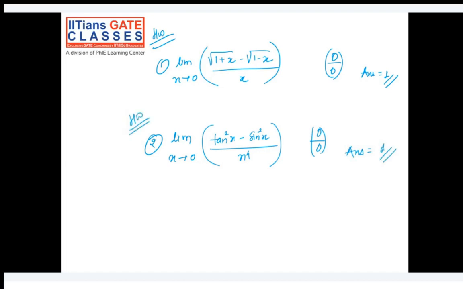In the upcoming sessions, we will be studying the other types of indeterminate form, that is the infinity by infinity, infinity minus infinity, infinity raised to power infinity, and so on. Is it clear till this? If you have any doubt, feel free to ask. If no doubts, then we'll end our session here.